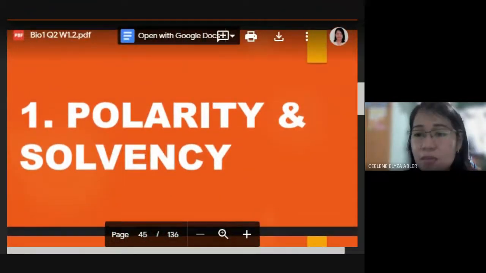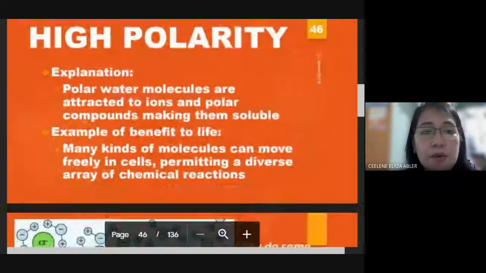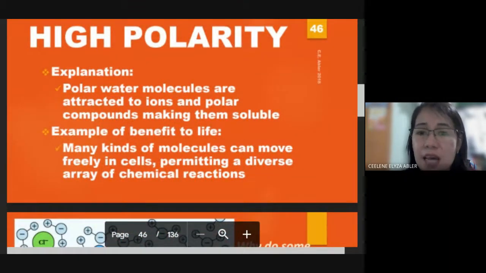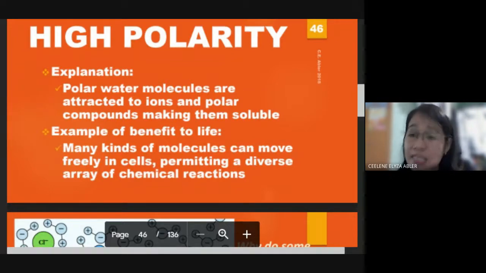Alright, number 1, we have the polarity and solvency. Okay, for polarity and solvency, water has a high polarity. It's because it can attract and can be attracted to ions and polar compounds para maging soluble sila and para makagawa ng isang solution. Okay, bakit siya beneficial for biology? It's because this helps your substances to actually move freely in your cell.